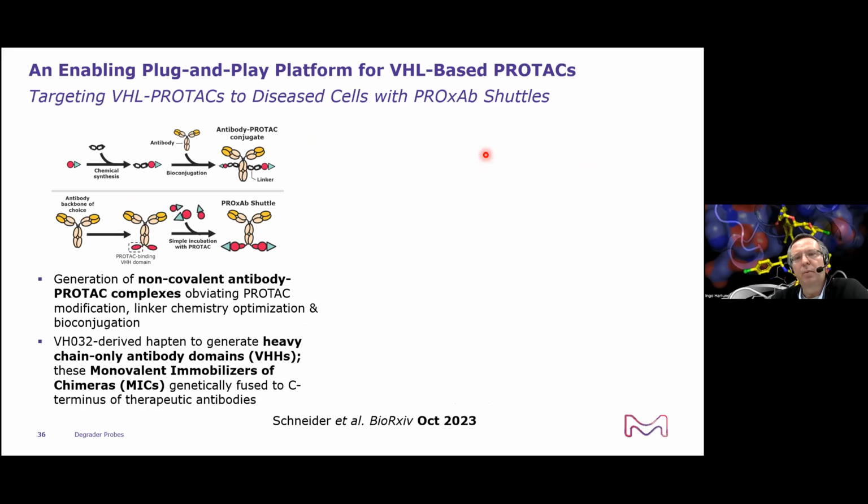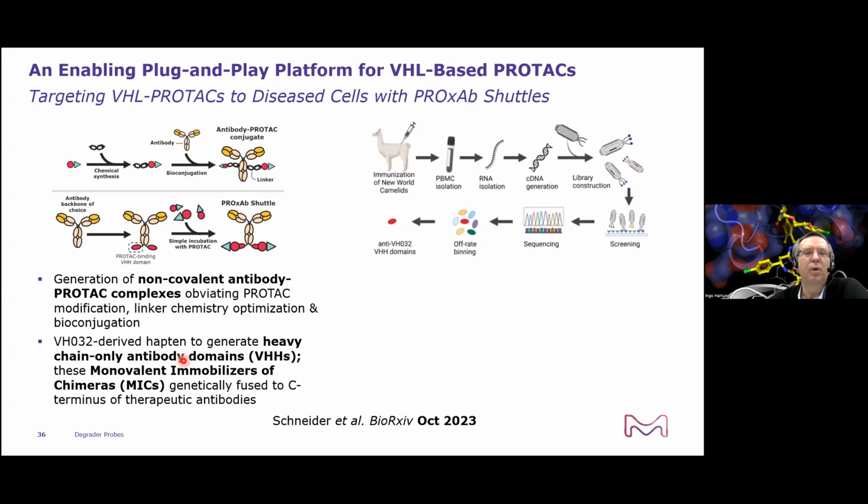So that is the question. There was a very talented, there still is a very talented team at Merck who also had this idea: could we generate antibody PROTAC conjugates without the need of doing linker chemistry? And the idea to do this was to grow heavy chain only antibodies, so nanobodies, who are able to recognize, to bind the PROTAC. So that's essentially what they did, grow these nanobodies who are able to recognize the PROTAC and then genetically fuse these nanobodies to the C terminus of therapeutic antibodies.